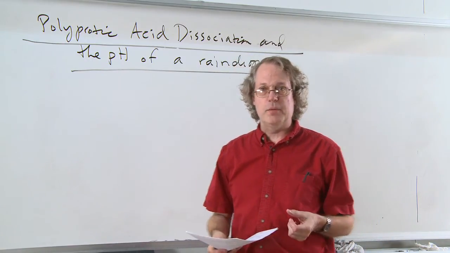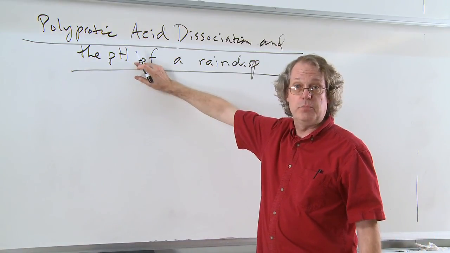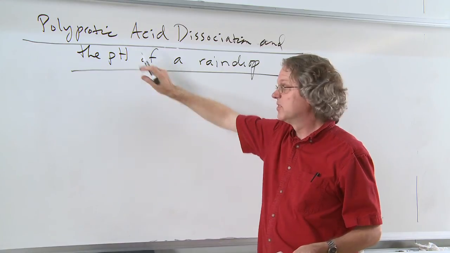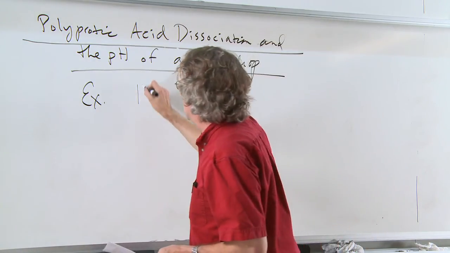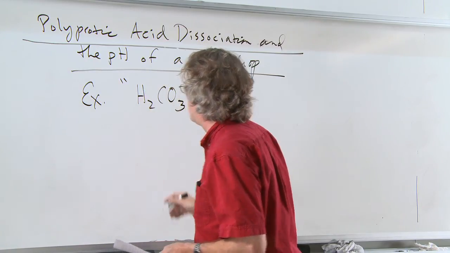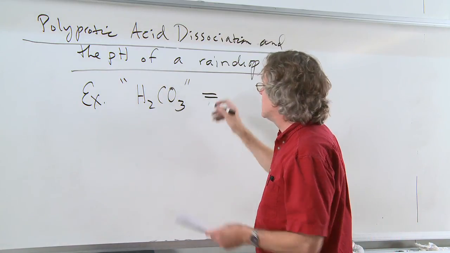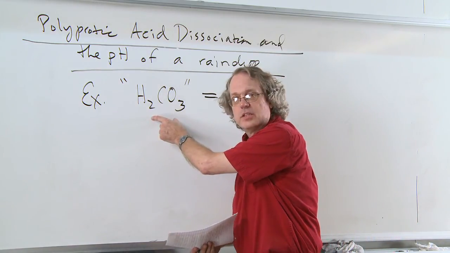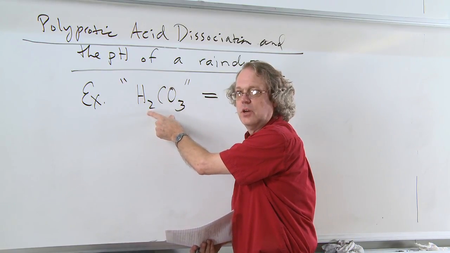If you're an environmental chemist and you want to understand the impacts of acid rain, you need to understand what the pH of an ordinary raindrop is first. So the example we're going to look at is the polyprotic dissociation of what's called carbonic acid, H2CO3. Turns out this is not the molecule that's existing in solution for the most part. You cannot go buy a bottle of H2CO3.